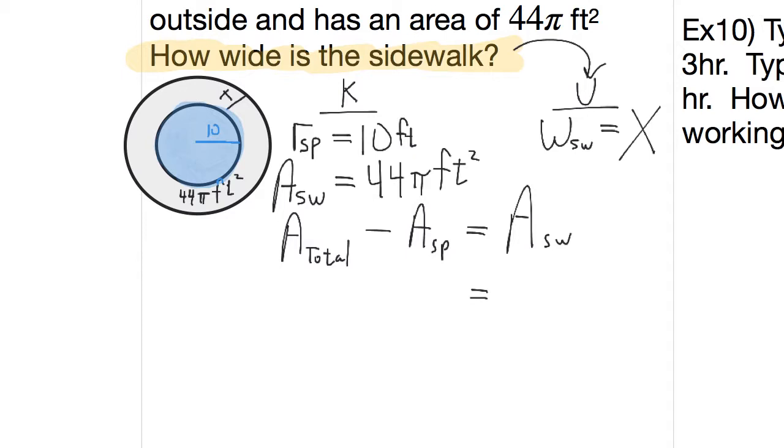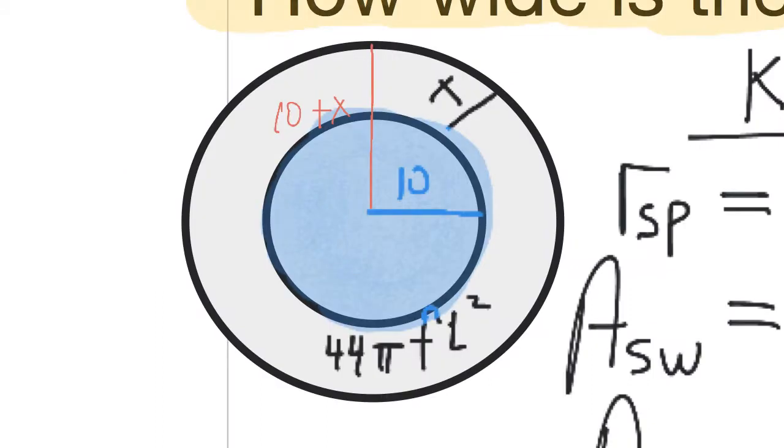The area of the sidewalk, we know that's 44 pi. We don't exactly know the area of the swimming pool, but we know its radius. That would be pi radius squared. And then the total area, well, we don't know it either, but we can find its radius. The total radius is going to be 10 plus x. That's going to be pi times 10 plus x squared, pi r squared. To draw it in the picture, it would look like this. If the inner radius is 10 and the outward extension is x, then the total radius is going to be 10 plus x.